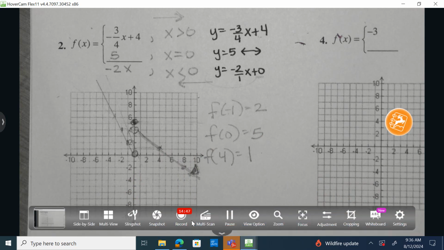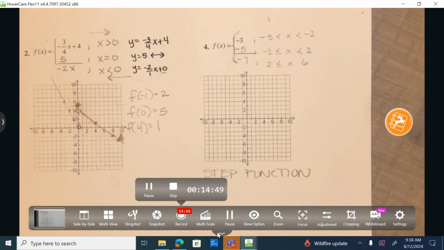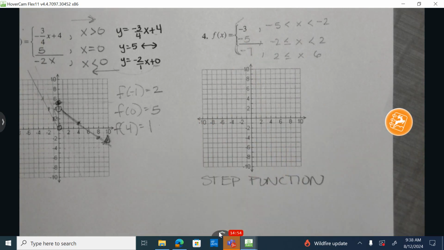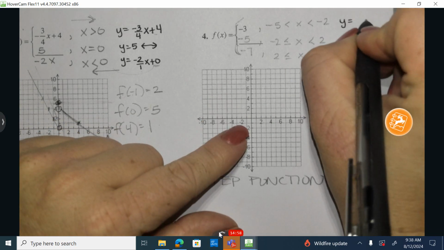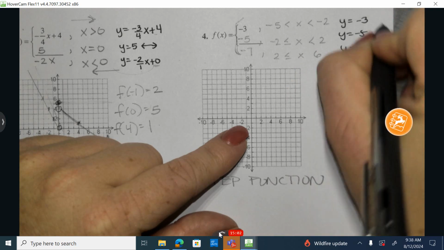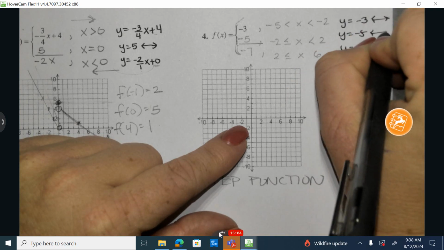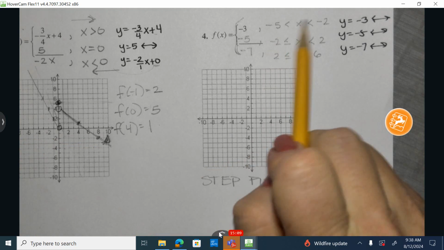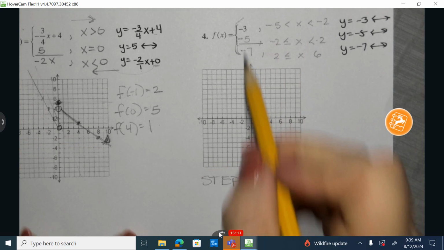This is called a step function. So we're going to start with the very first one. If you're confused about even how to read this, there's three pieces: y equals -3, y equals -5, and y equals -7. Notice that there's no x attached to these values, so these are all horizontal lines that have different constraints for each one. So let's start with the first one.